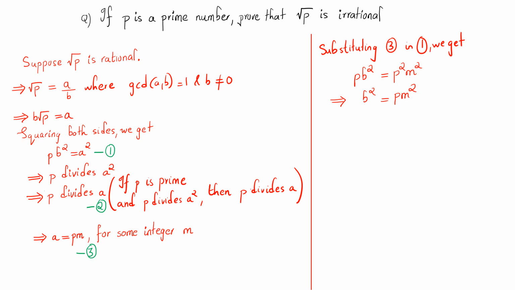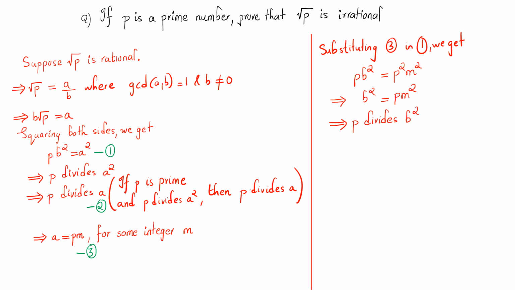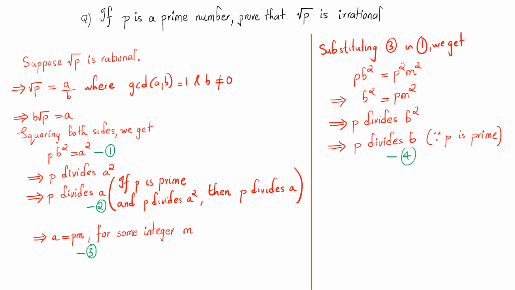Now what does that mean? This means b square is a multiple of p, because here this is p times m square. P times something is giving you b square, which basically says that b square is a multiple of p. So that essentially means p divides b square. But if p divides b square and p happens to be a prime number, that means p divides b, because p is prime. It is the same theorem that we saw in the previous slide. So p divides b. I'm going to label it as the fourth statement.